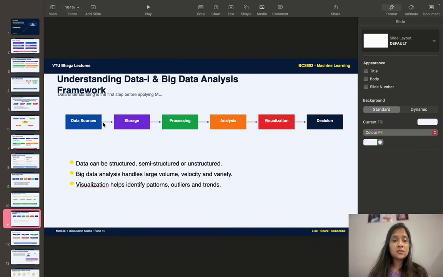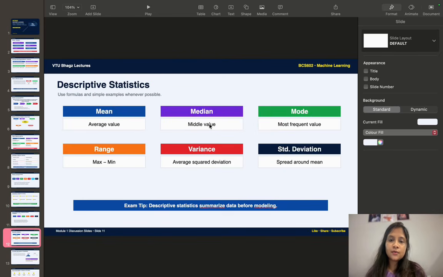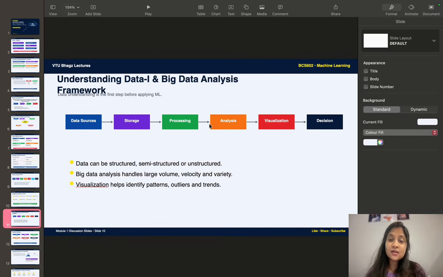Data sources, then we have storage, and then processing, and then data analysis, visualization, and decision making. This flow you have to show. Next, it's a very easy explanation.